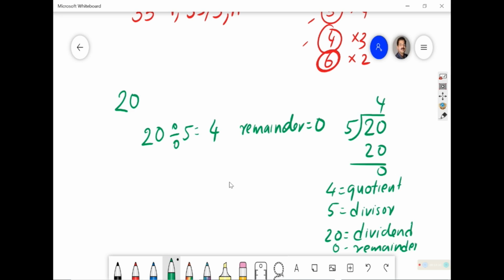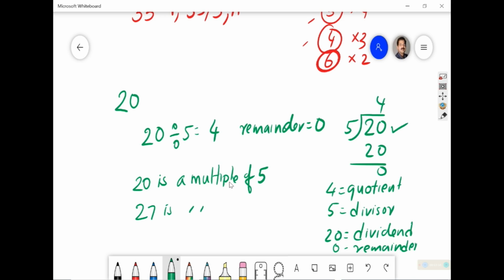So if the remainder is 0 and 20 is the dividend and 5 is a divisor, if I write 20 is a multiple of 5, right? Yes, because it comes in the multiplication table of 5. 20 is a multiple of 5, correct? 20 is a multiple of 5.